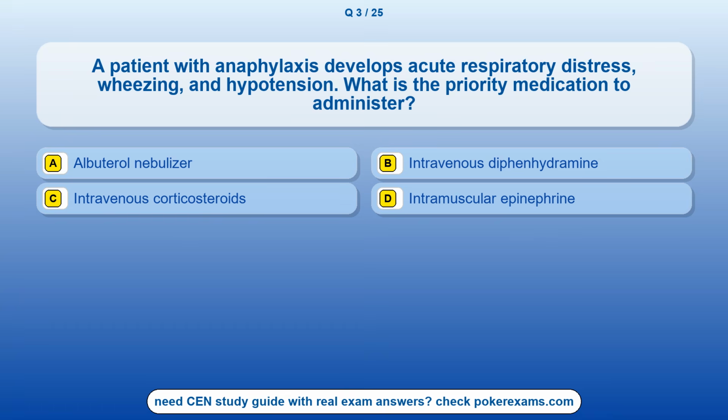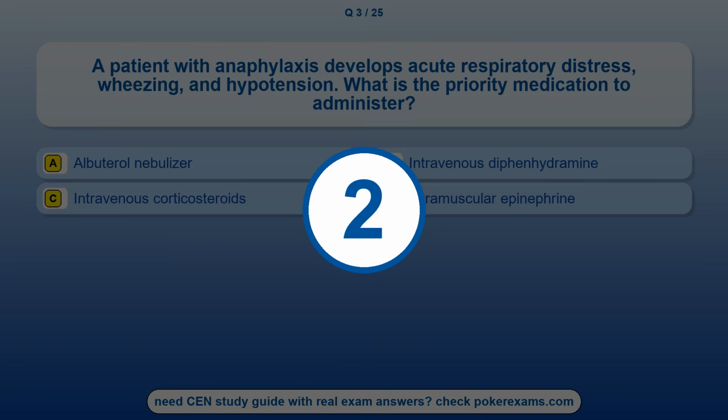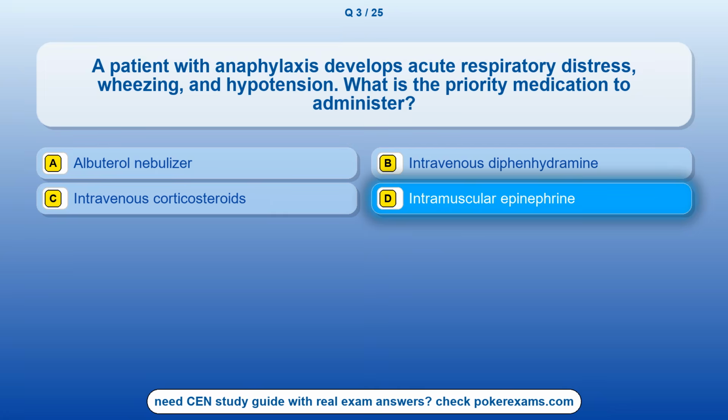Question 3. A patient with anaphylaxis develops acute respiratory distress, wheezing, and hypotension. What is the priority medication to administer? Option A, albuterol nebulizer. Option B, intravenous diphenhydramine. Option C, intravenous corticosteroids. Option D, intramuscular epinephrine. The correct answer is option D, intramuscular epinephrine.